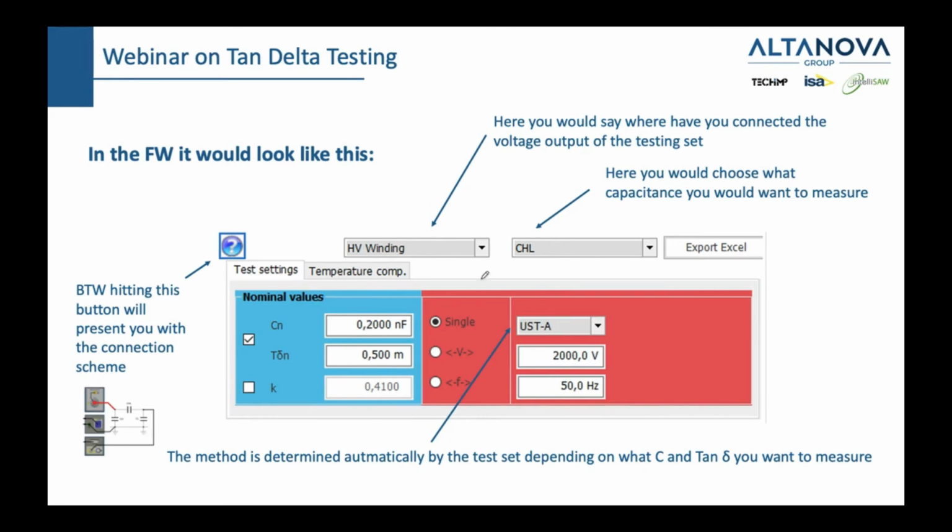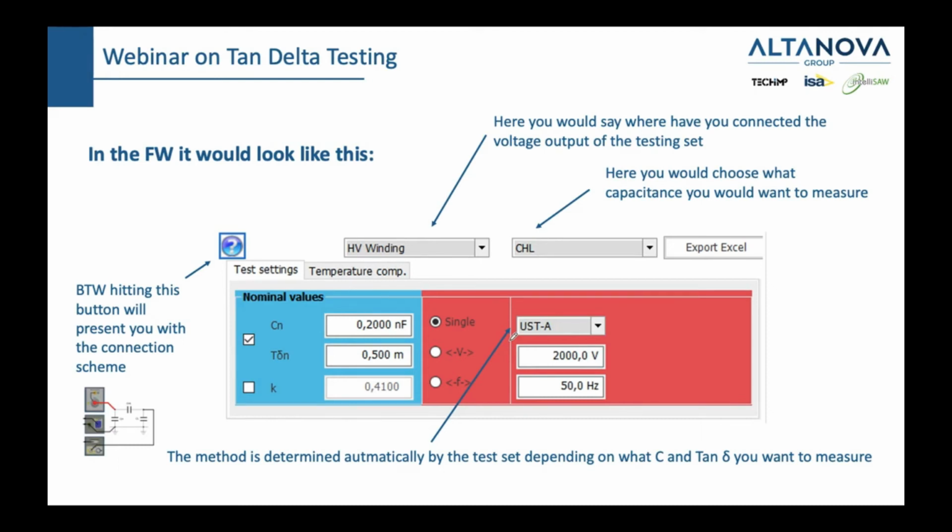And also, what I wanted to say is that as you have chosen this and this, automatically the system chose what method will be used. Will it be a UST or a GST method? This is a topic for our next discussion. UST means ungrounded specimen test and GST means a grounded specimen test.